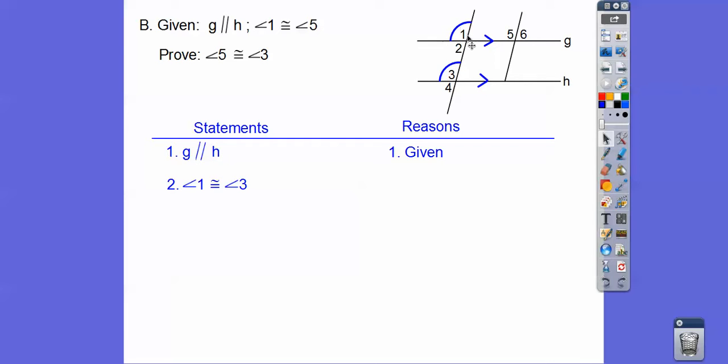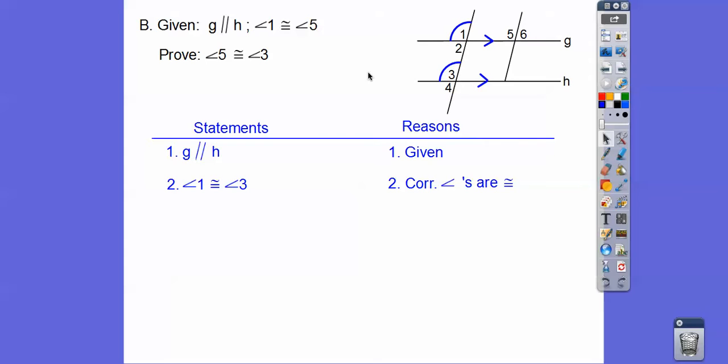Just think if I slid this line right down on top of this line, and angle 1 would slide right down on angle 3. Those are called corresponding angles. So if lines are parallel, then corresponding angles are congruent. So if we have these lines parallel, then these corresponding angles are congruent. So are 2 and 4.